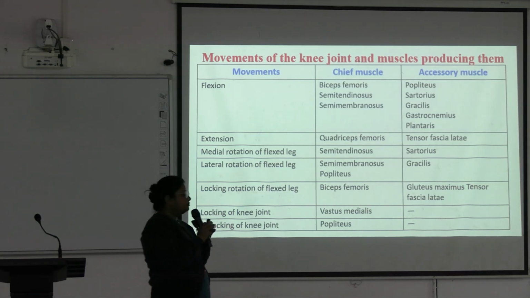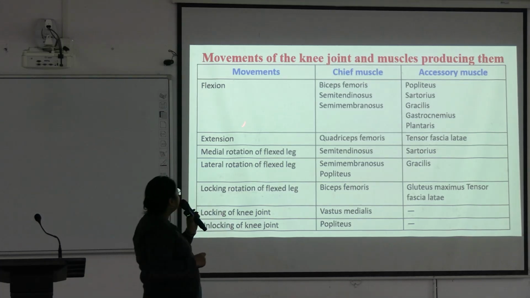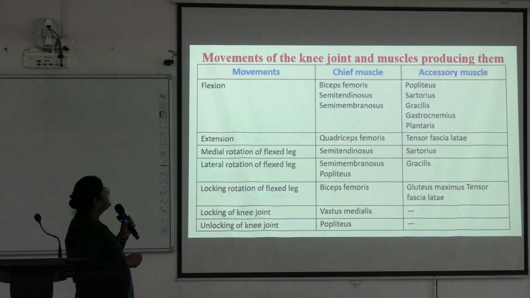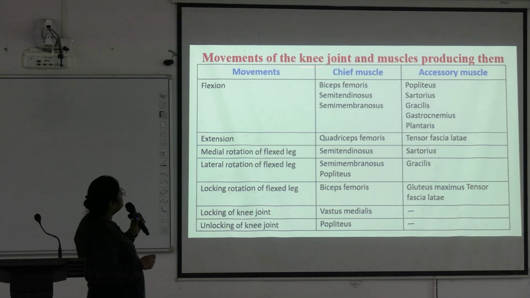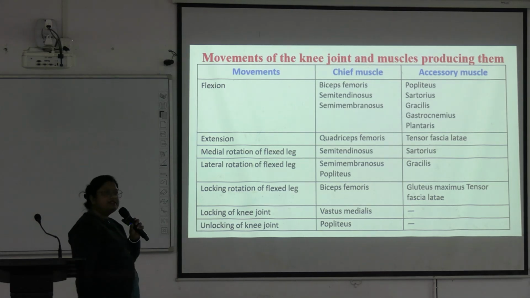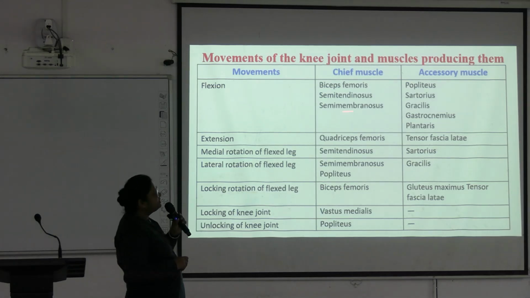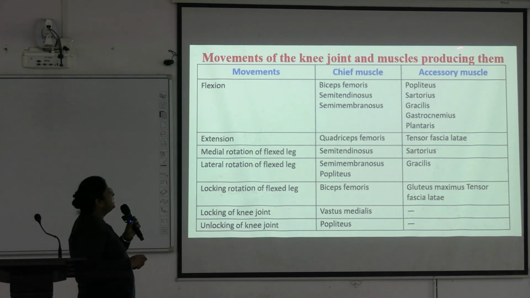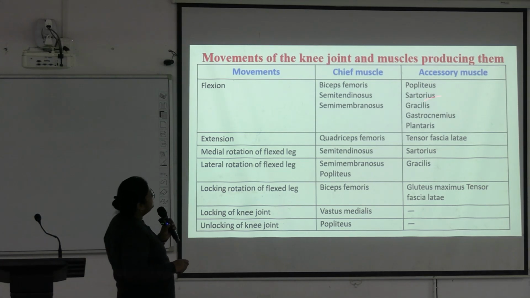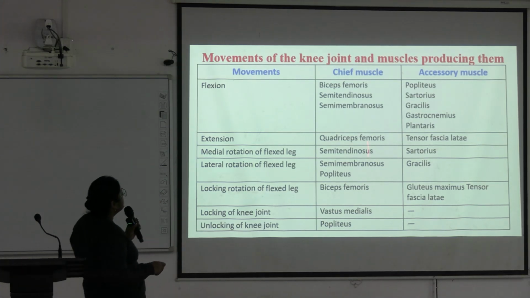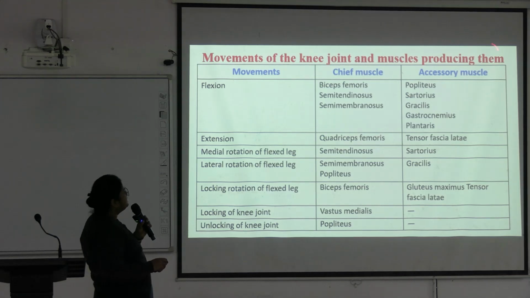Okay, range of movement. Here we will discuss the movements of the knee joint and the muscles producing these movements. First is flexion. The chief muscles involved are the biceps femoris, semitendinosus and semimembranosus. Accessory muscles are popliteus, sartorius, gracilis, gastrocnemius and plantaris. Next, extension is done by quadriceps femoris, and the accessory muscle is tensor fascia lata.